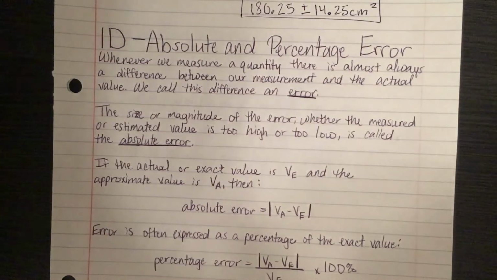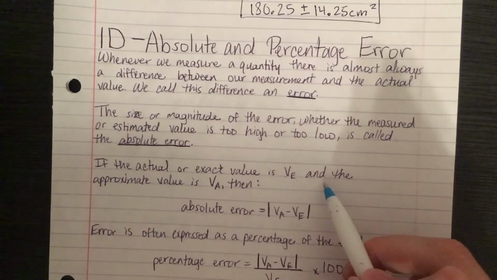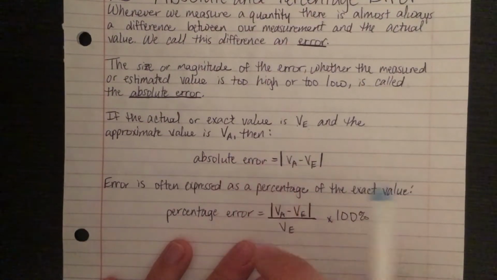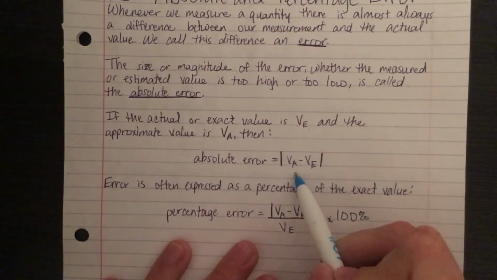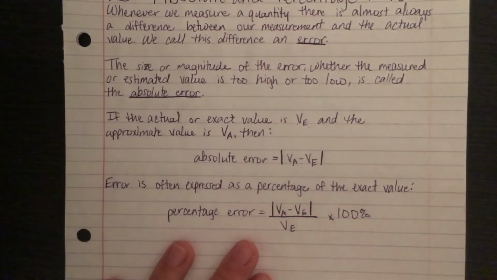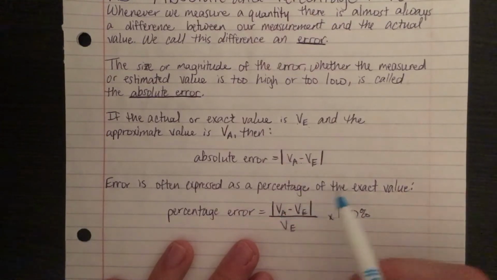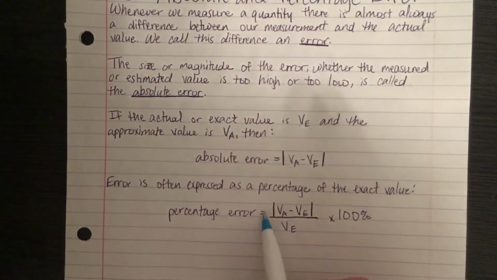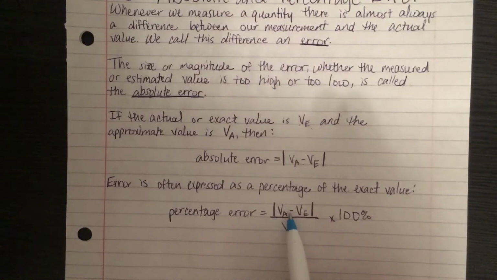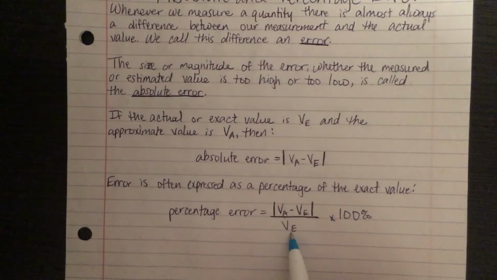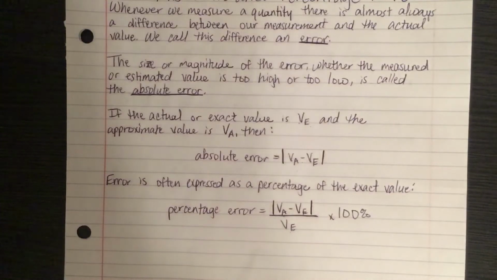So if the actual or exact value we refer to as V sub E, and the approximate value is V sub A, we're going to calculate absolute error by doing the absolute value of V sub A minus V sub E, the approximate minus the exact. And if we want to express this as a percentage, the way we calculate percentage error is the absolute value of V sub A, the approximate, minus the exact value, divided by the exact value, and then we multiply that times 100% to convert it into one that's easy for us to work with.